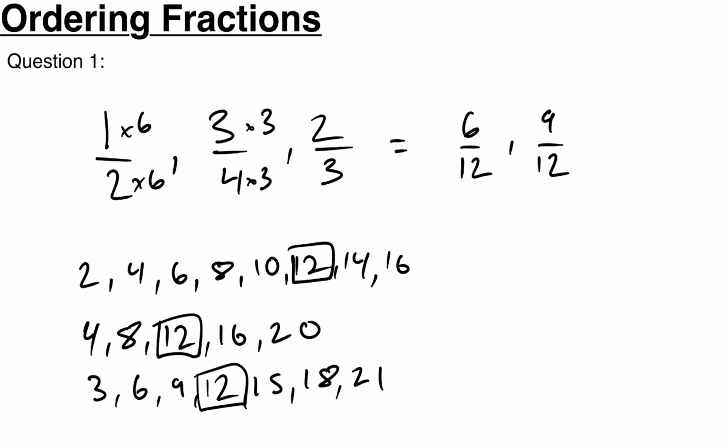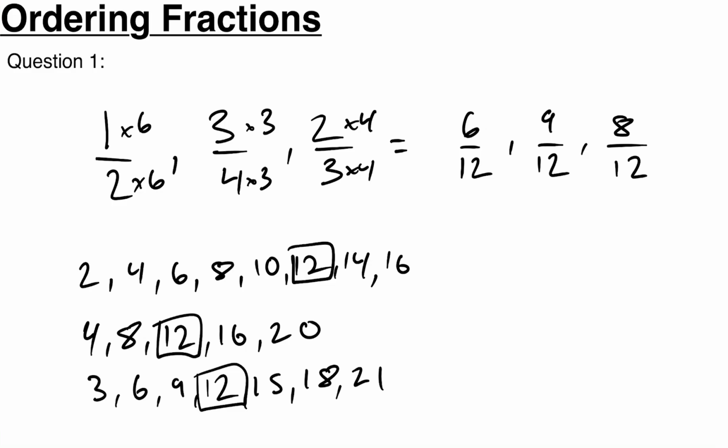And then for 2 over 3, to make 3 into 12, we have to multiply it by 4. And then what we do to the bottom, we have to do to the top. And that'll give us for the numerator 8, and then for the denominator 12. And now that we have three fractions all out of 12, all we have to do now is simply look at the numerators and rank them, in this case from greatest to least.